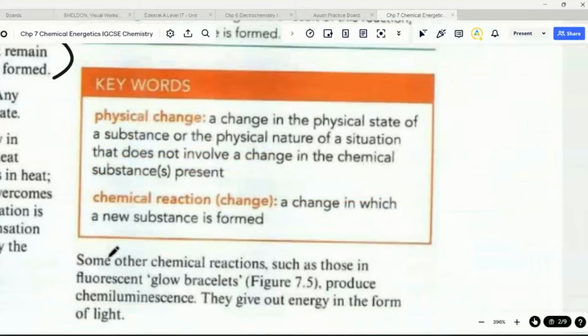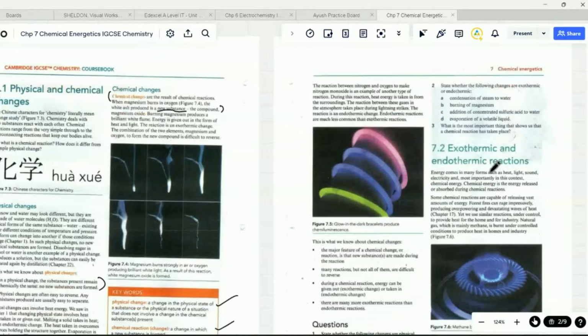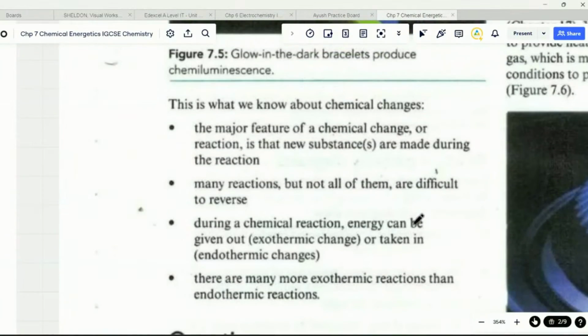That's it. So I will be sending you the PDF. I want you to learn this part from the PDF. See, the major feature of a chemical change or a reaction is that new substances are made during the reaction. Many reactions, but not all of them, are difficult to reverse. Whenever a chemical reaction takes place, it is difficult to reverse the whole process. If I boil or heat an egg, can I get the original raw form of that egg back? No, it's an irreversible reaction, and a chemical change has taken place in it.